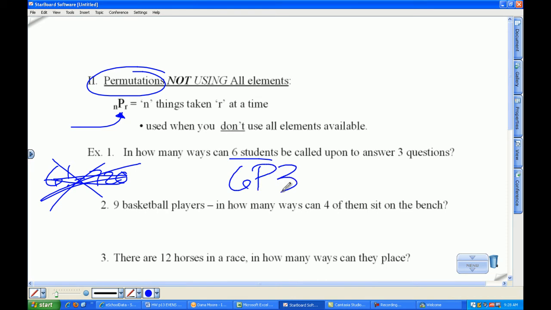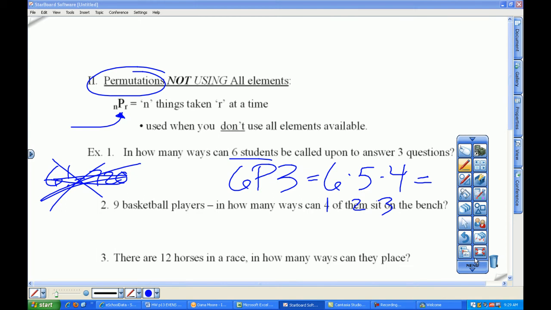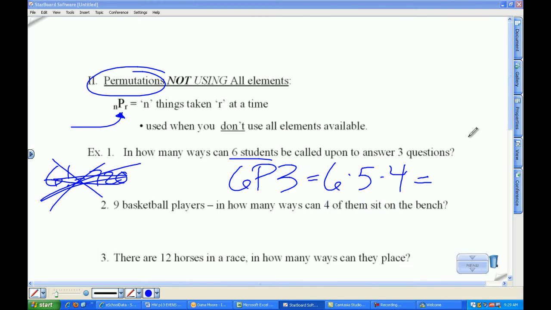And the way you do a permutation is start at the number on the left, and we want 3 digits. 6 is 1 digit, 5 is 1 digit, 4 is 1 digit, then we multiply them together. So you're counting down like a factorial, but you're only going to do it 1, 2, 3 times. Okay, you're not going to go all the way down to 1. So 6 times 5 is 30, times 4 is 120.